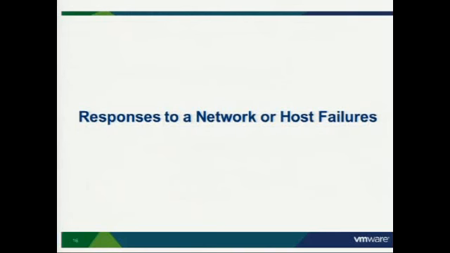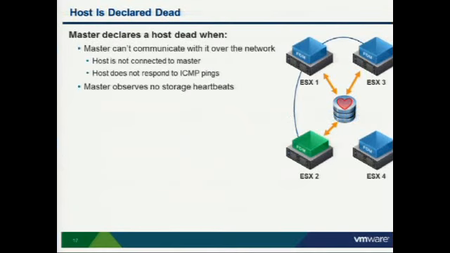Okay, so I've covered the two key concepts: FDM roles, responsibilities, and communication. Let's see how these come into play now. The first we want to look at is a host that is declared dead by a master. Two criteria must be met in order for a master to declare a host dead. First, the host must not be in communication with the master over the management network. What does that mean? It means the master cannot talk to the FDM on that host, and the master cannot ping that host. The second criterion is that the host is not issuing any data store heartbeats. In other words, the master cannot see that host through the heartbeat data stores.